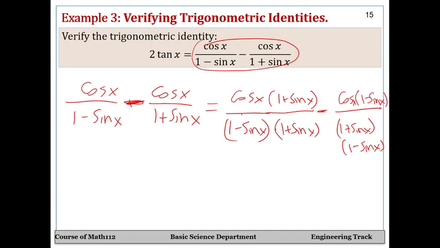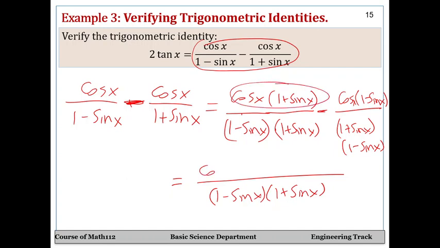Now, okay, I have this. What about this part? It will be cosine x plus cosine x sine x. And what about this part? It will be minus cosine x minus cosine x sine x.